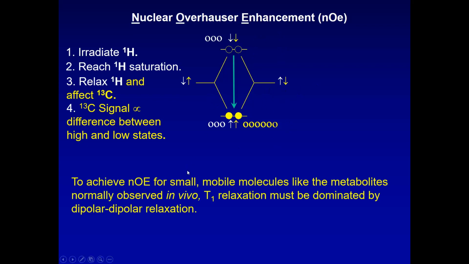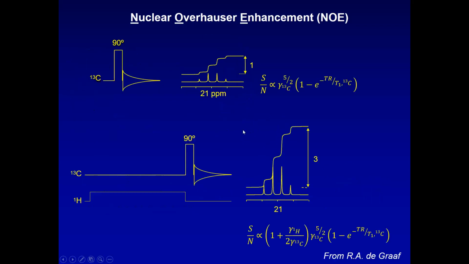Now to achieve this, the T1 relaxation has to be dominated by dipolar interaction. That is, if these interactions are dominating the relaxation, that means that they are interacting. They are the effective interaction. If something else is driving the T1 relaxation, then we're not going to have such efficient transfer.